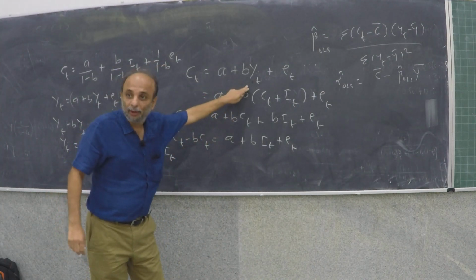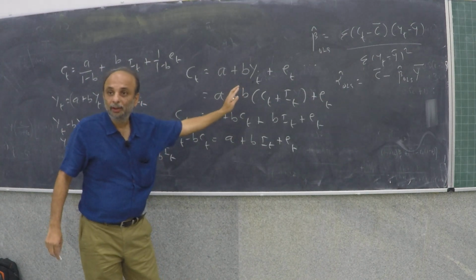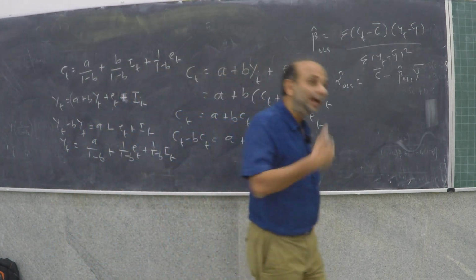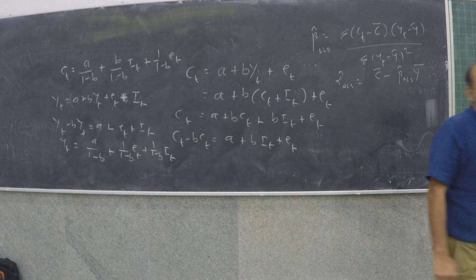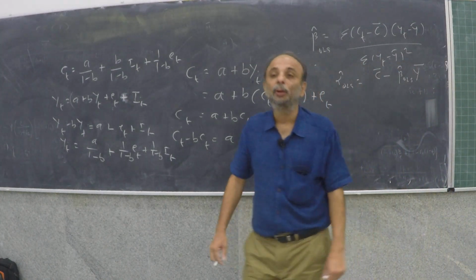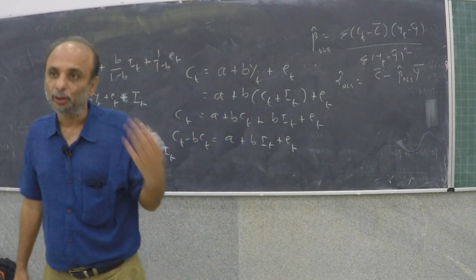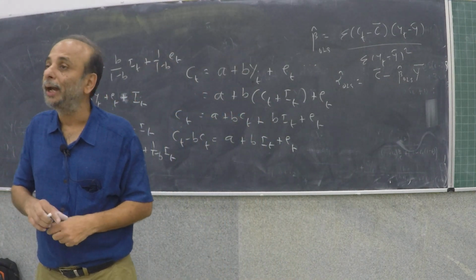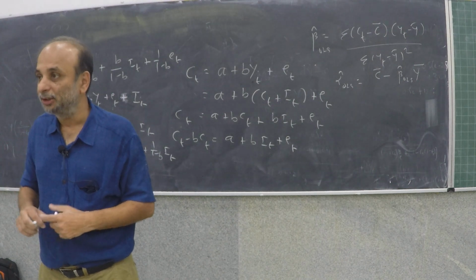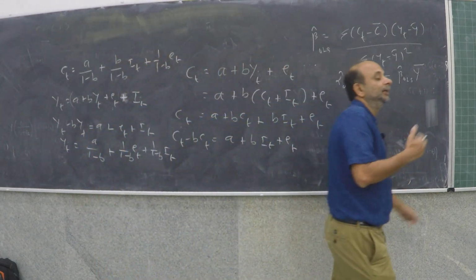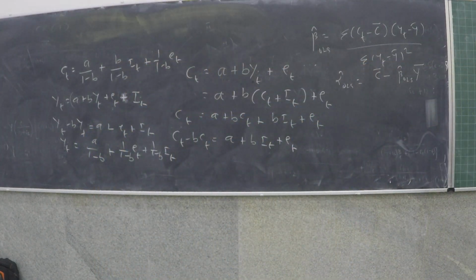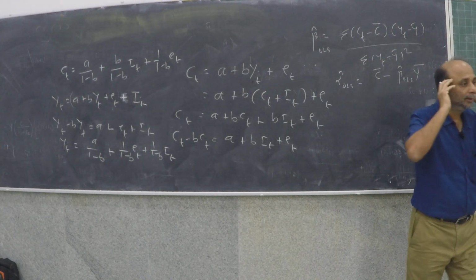CT depends upon YT, but YT also depends upon CT. So if one of the explanatory variables is endogenous to the system, then you do not get unbiased or consistent estimates using OLS. You can call it simultaneity bias, or endogeneity bias. I prefer the term endogeneity bias. In general, we will say there is endogeneity if the error terms and the explanatory variables are correlated. Is this clear to everybody?